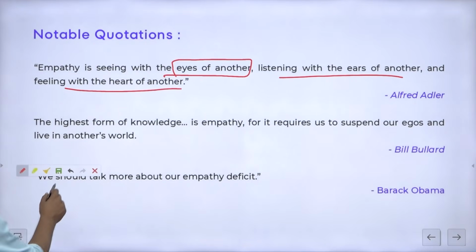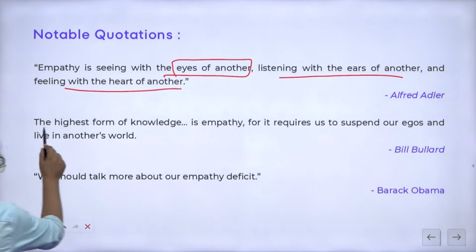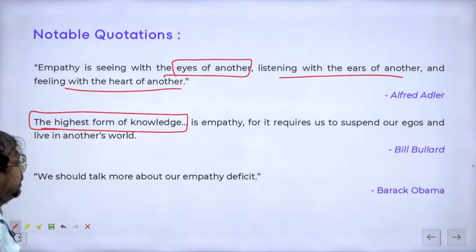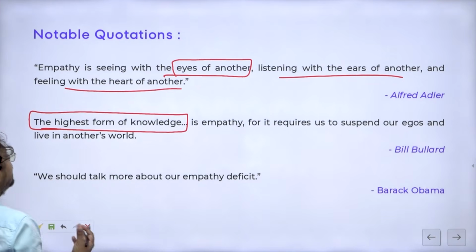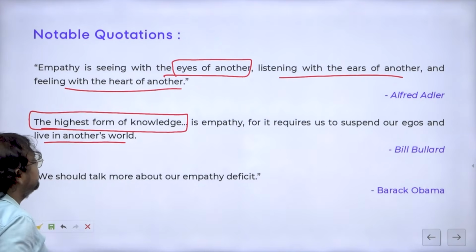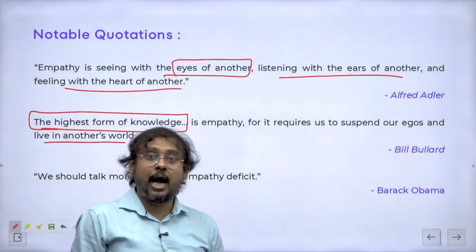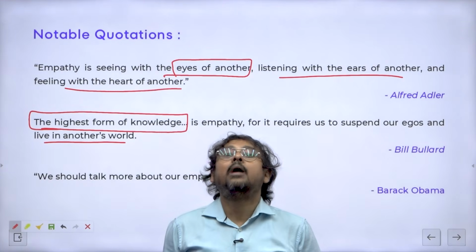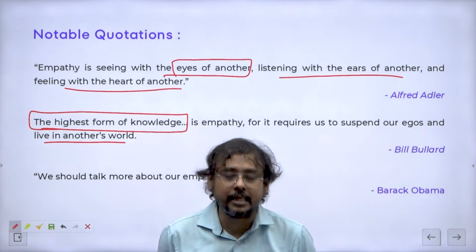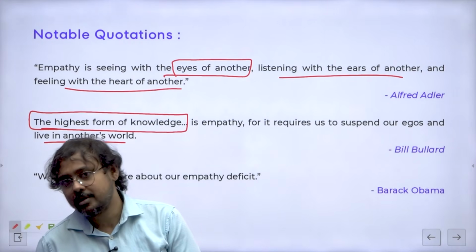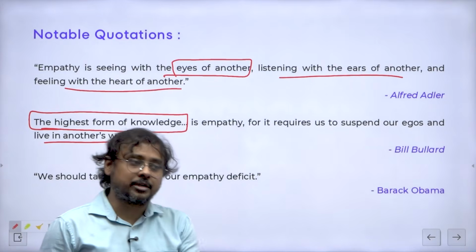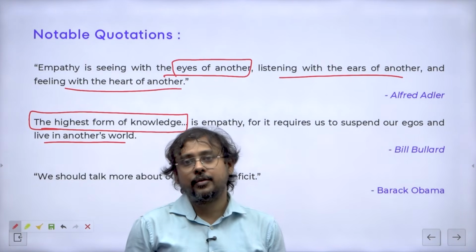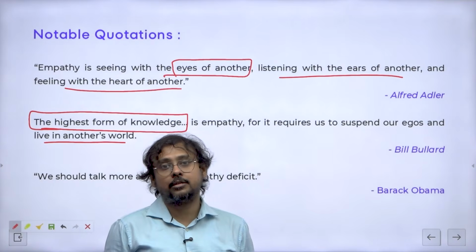Then comes Bill Bullard. Bill Bullard says the highest form of knowledge is empathy, for it requires us to suspend our egos and live in another's world. Why does he say it's the highest form of knowledge? Because you show humility in understanding the pain of others. You remove your ego. The ego is the greatest barrier for knowledge.